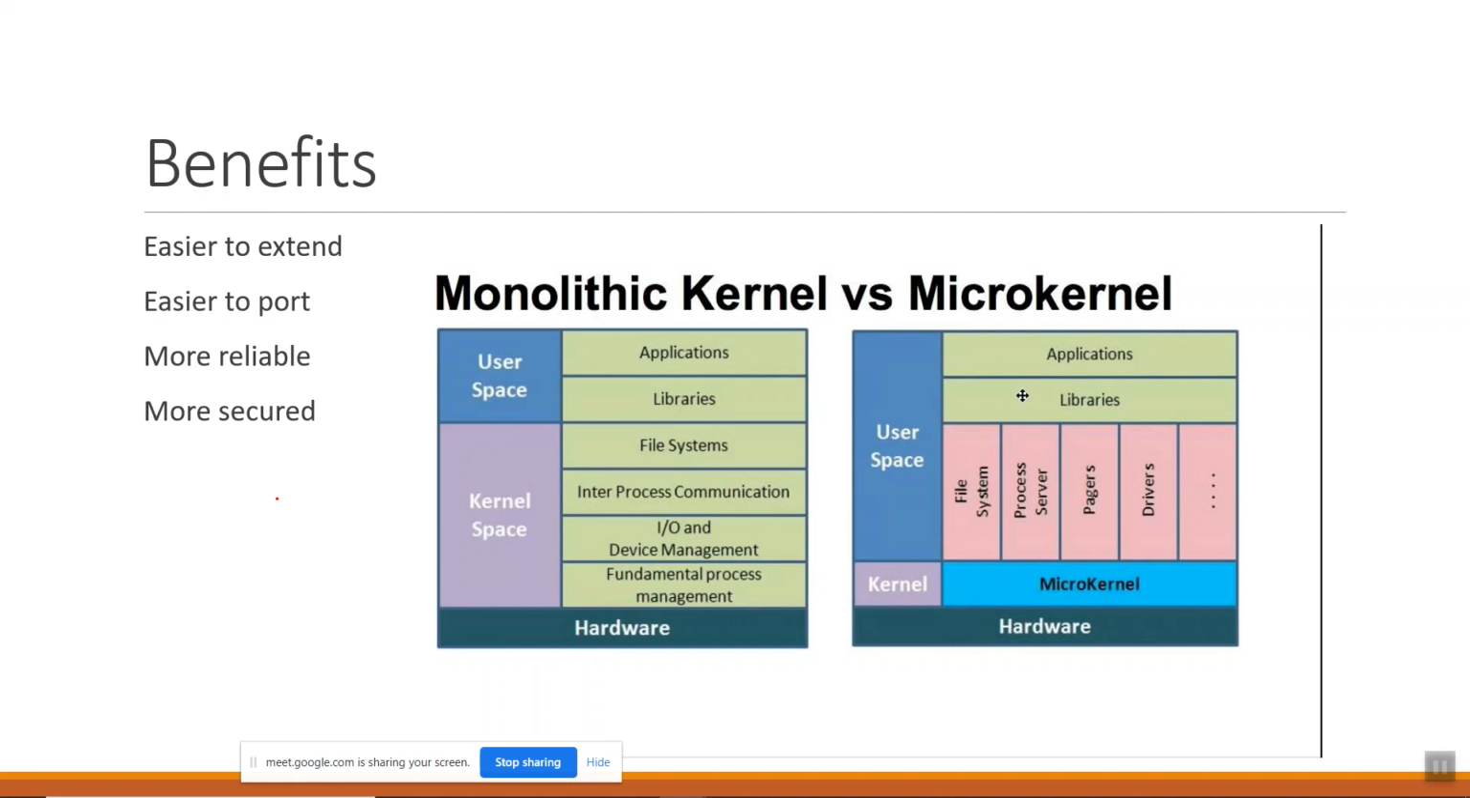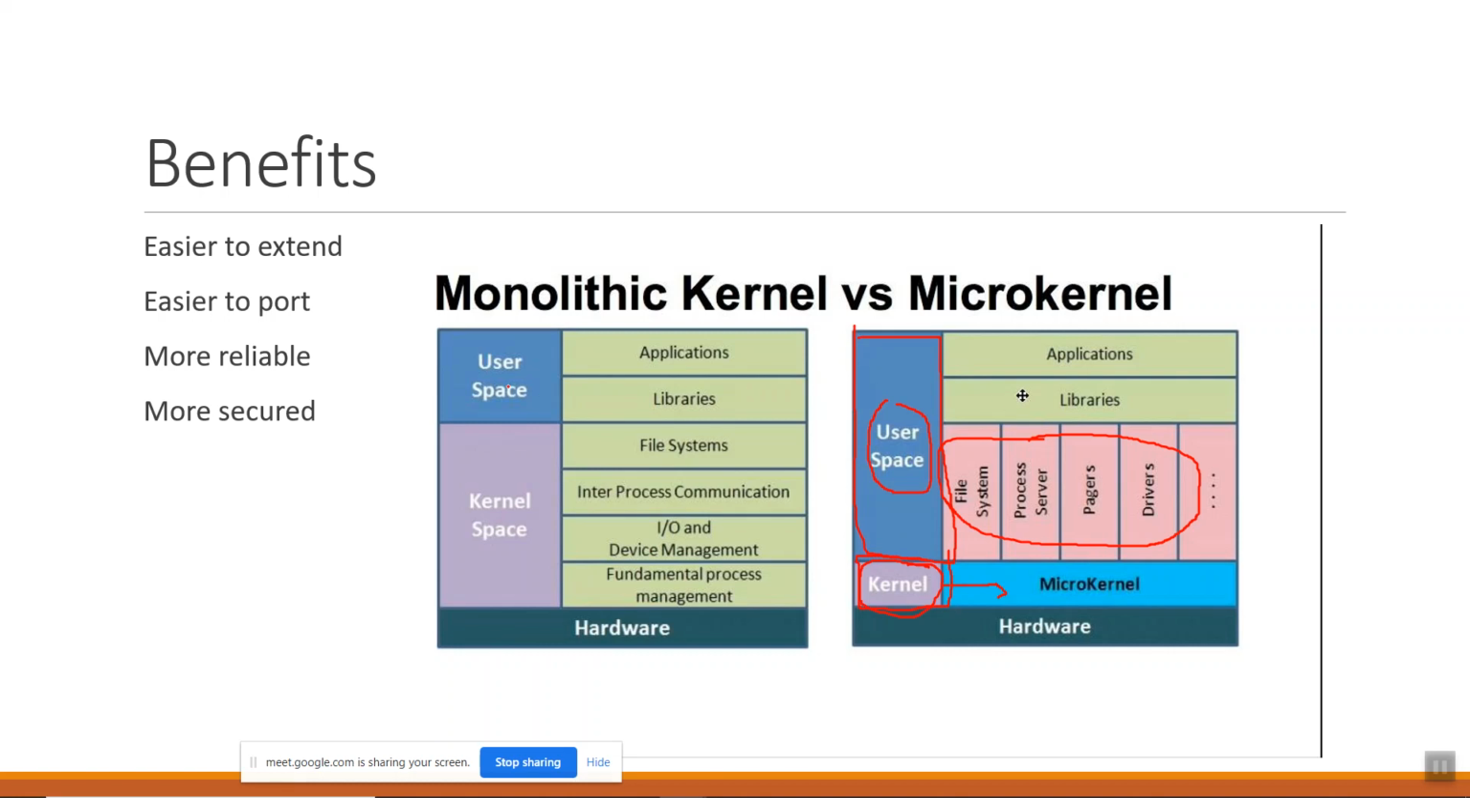Then in this slide you can see the difference between the monolithic kernel and the microkernel. Okay, so in the diagram I will show you. The kernel is going to be small, and the file system, process server, pages, and drivers are all moved into the user space. Here you can see there is a huge user space and a small kernel space in the microkernel.